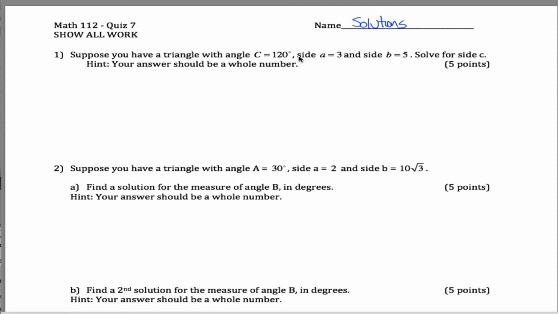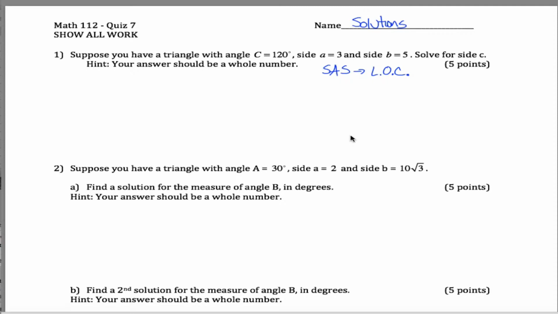Angle C equals 120 degrees. Side A is length 3 and side B is length 5. Solve for side C. You can draw a picture if you feel like it. You really don't have to. If you just recognize that what you have is an angle in between two sides, so you're in this case, which tells you that you're going to use the law of cosines.